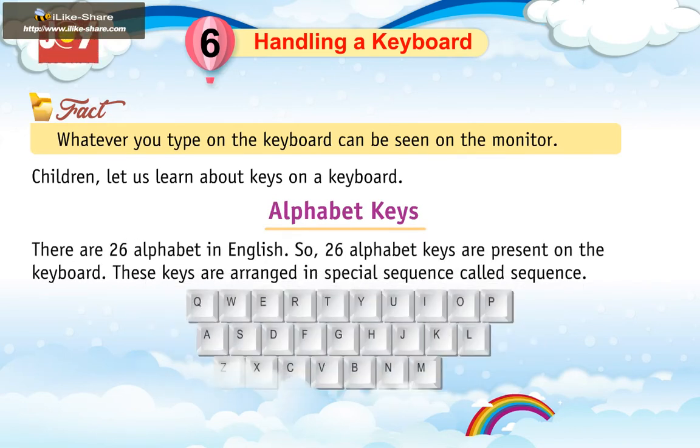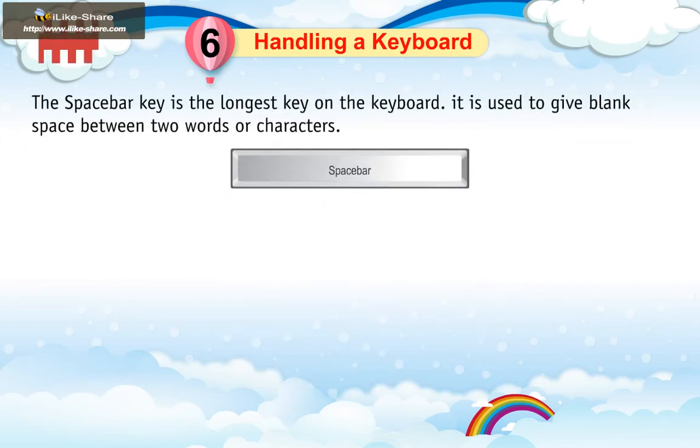Alphabet keys. There are 26 alphabets in English, so 26 alphabet keys are present on the keyboard. These keys are arranged in a special sequence called QWERTY sequence. Space bar key. The space bar key is the longest key on the keyboard. It is used to give blank space between two words or characters.